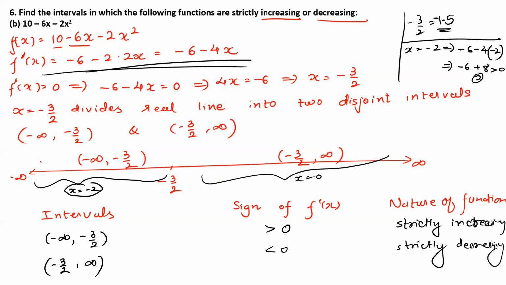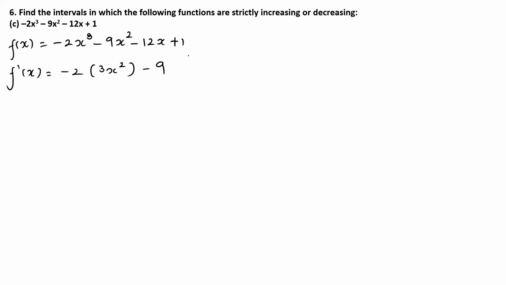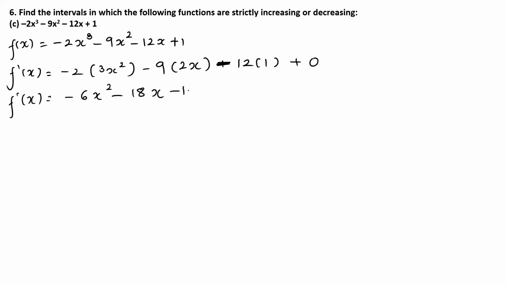Start with the next equation, number 6, C. It is again f(x) is equal to minus 2x cubed minus 9x squared minus 12x plus 1. Just differentiating both sides, we get minus 6x squared minus 18x minus 12.